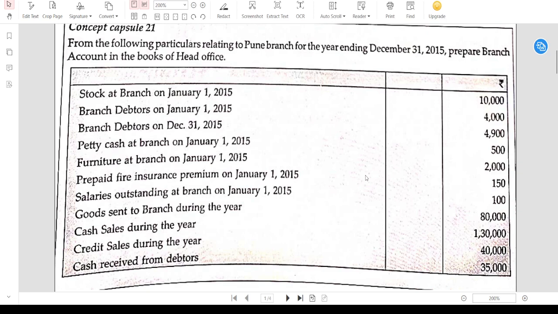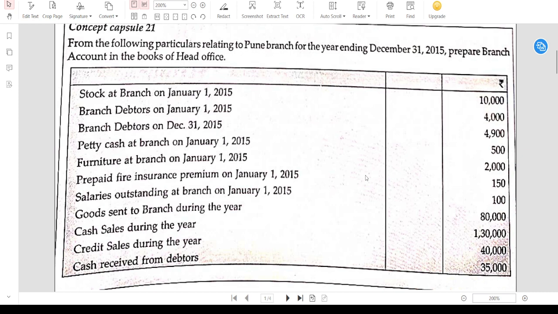Let's discuss. From the following particulars relating to the Pune branch for the year ending December 31st, 2015, prepare branch account in the books of head office. So from the following particulars, they ask you to prepare the branch account, from which you can easily calculate the branch profit and loss.